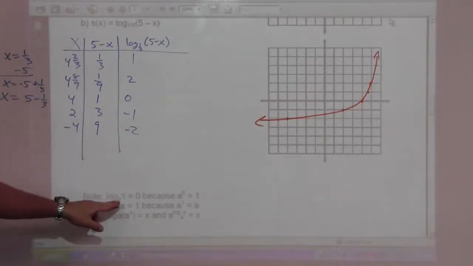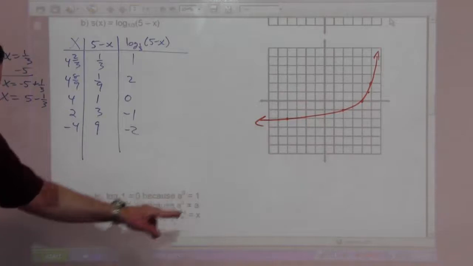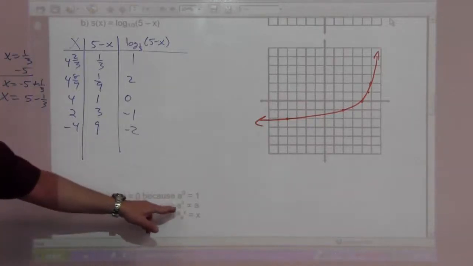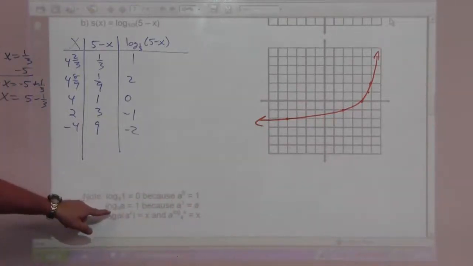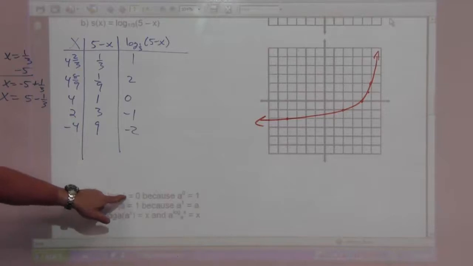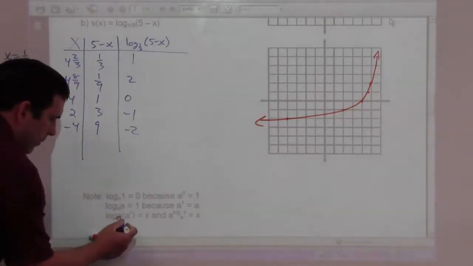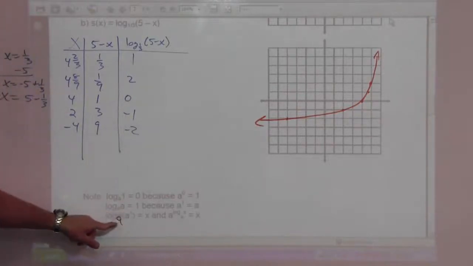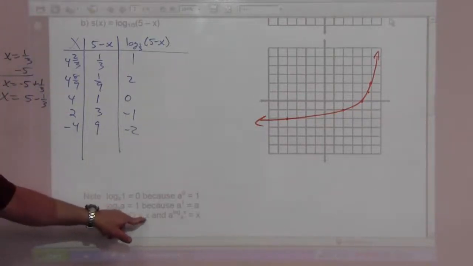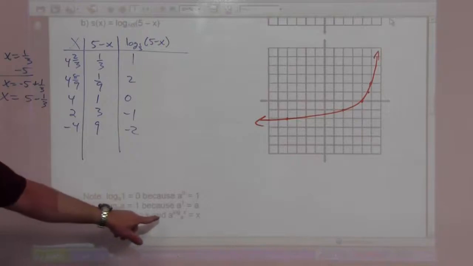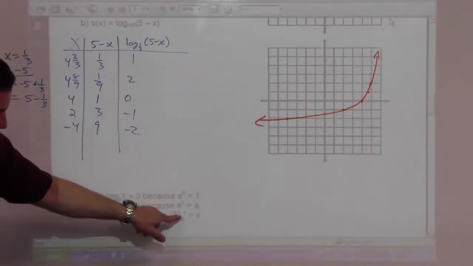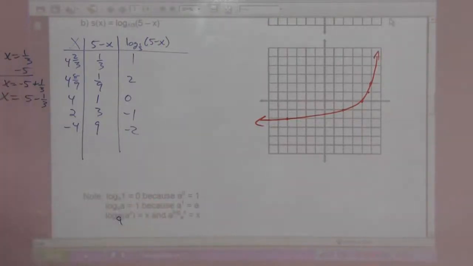And note, log base a of 1 is 0 because a to the 0 is 1. Log base a of a is 1 because a to the 1 is a. And we're saying a to what power makes that? Log, this should say base a, of a to the x. Well, a to what power makes a to the x? That's just x. Also cancels itself out. Also, a to the log base a of x is x.